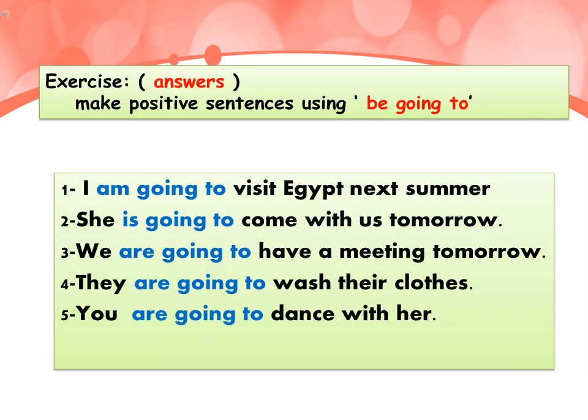Okay, here are the answers to the exercise. So I am going to visit Egypt next summer. So I'm going to travel to Egypt, in the next summer. She is going to come with us tomorrow. We are going to have a meeting tomorrow. Meeting means a gathering. They are going to wash their clothes. And you are going to dance with her.